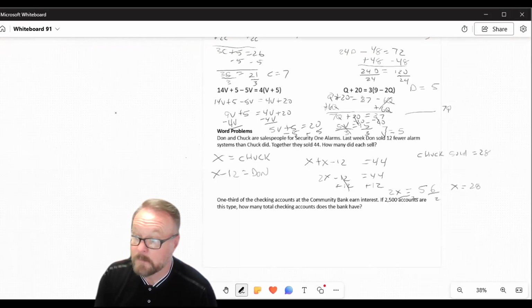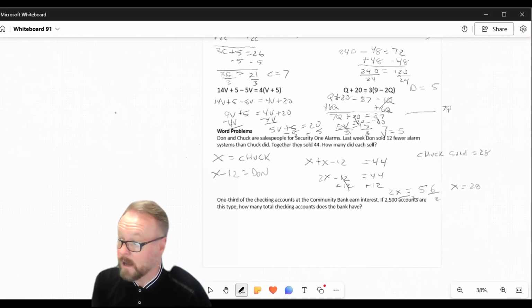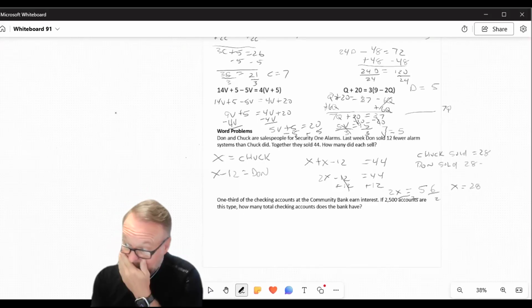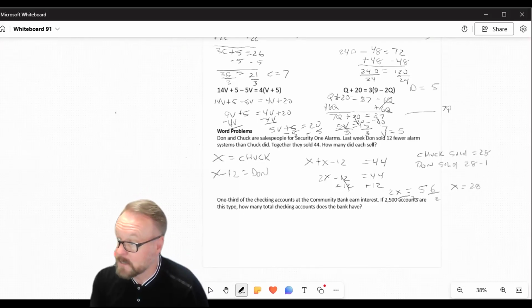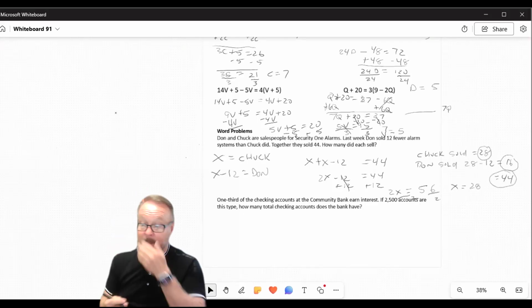28 alarm systems, and Don sold 28 minus 12 because he sold 12 fewer than Chuck did. So he sold 16. So if you add 16 and 28, you get 44. That's how many they sold together. So we solved the problem.